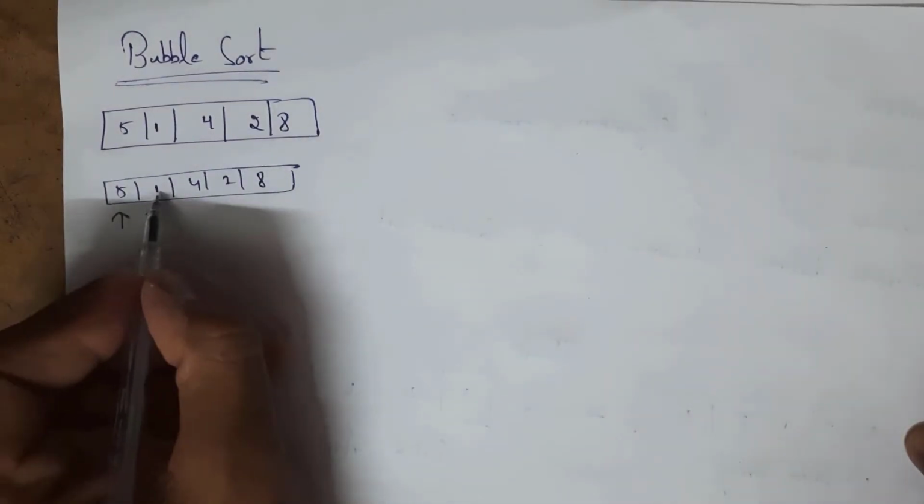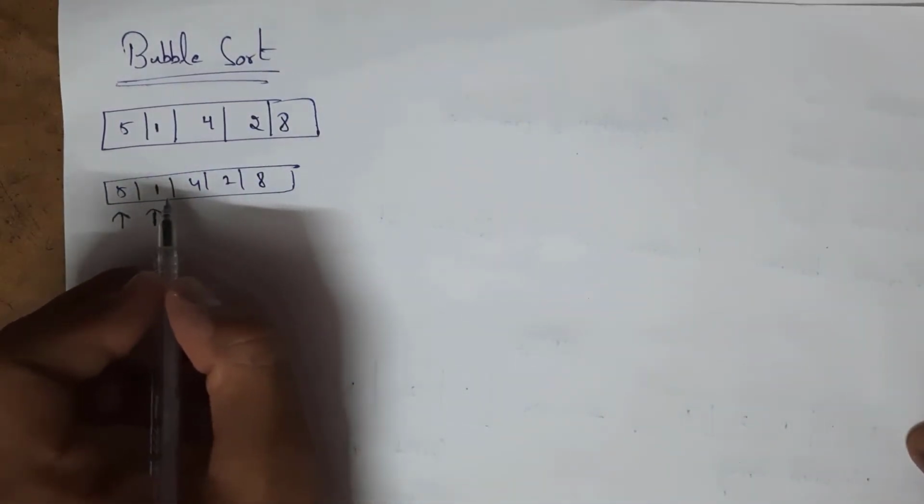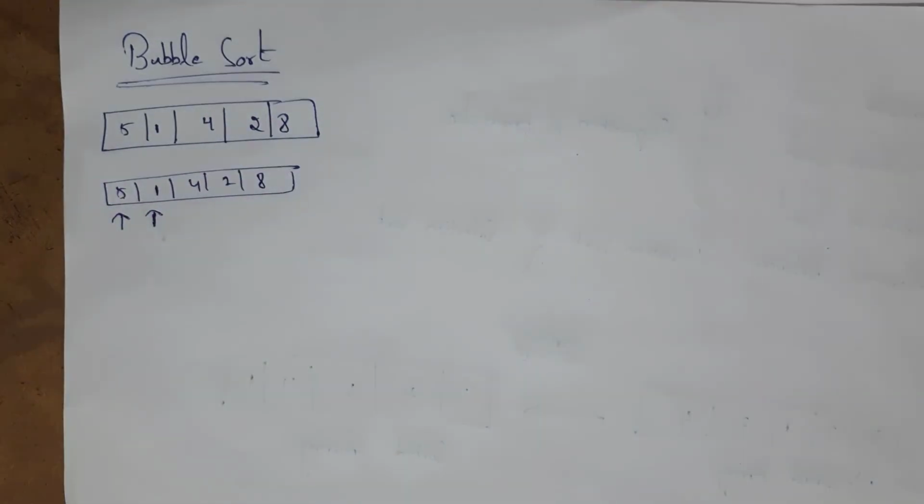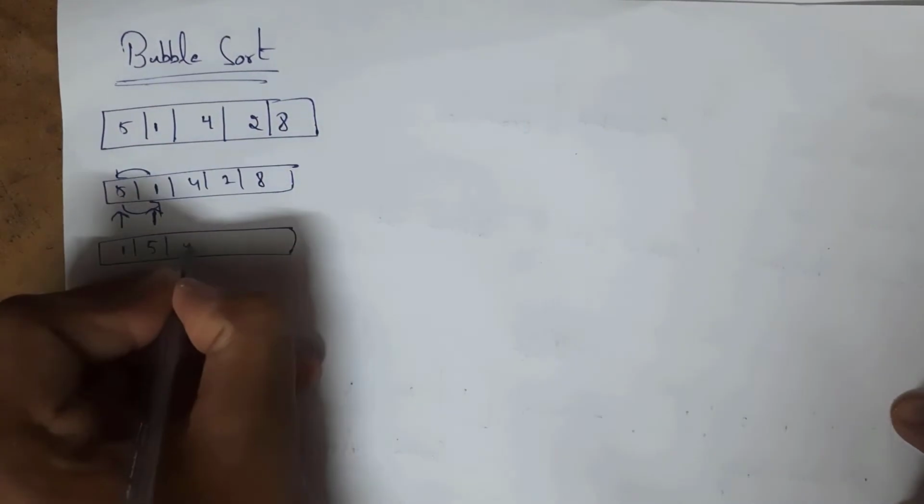First element is 5, and next move the cursor to the next position. Next element is 1. These both are not in proper order because 1 must be first and after 1 there should be 5. So these both are in the wrong order. So swap these adjacent elements. Adjacent element of 5 is 1. So we will swap these both: 1, 5, 4, 2 and 8.